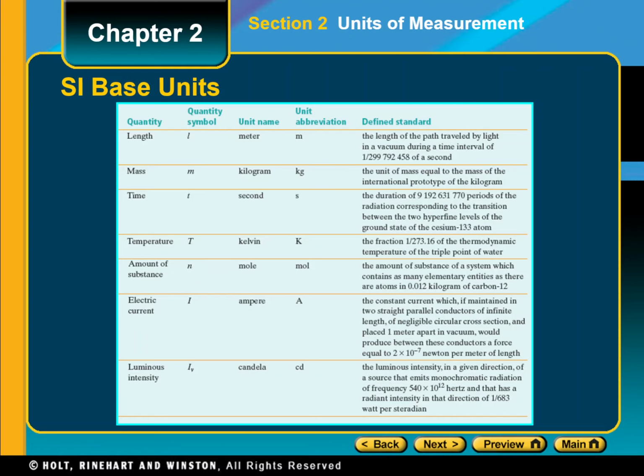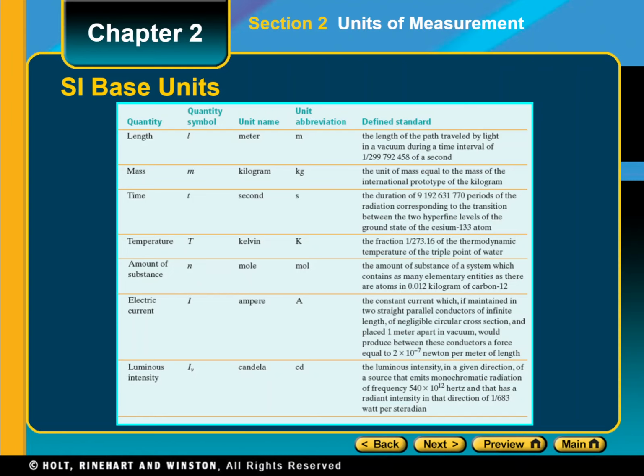Second main idea. Prefixes added to SI base units indicate larger or smaller quantities. The 7 base units in the SI system are listed on your screen here. All of the other SI units can be derived from these 7 units. The prefixes, which we'll go over in the future, are often added to the names of the base units to represent quantities that are much larger or much smaller than the base units.